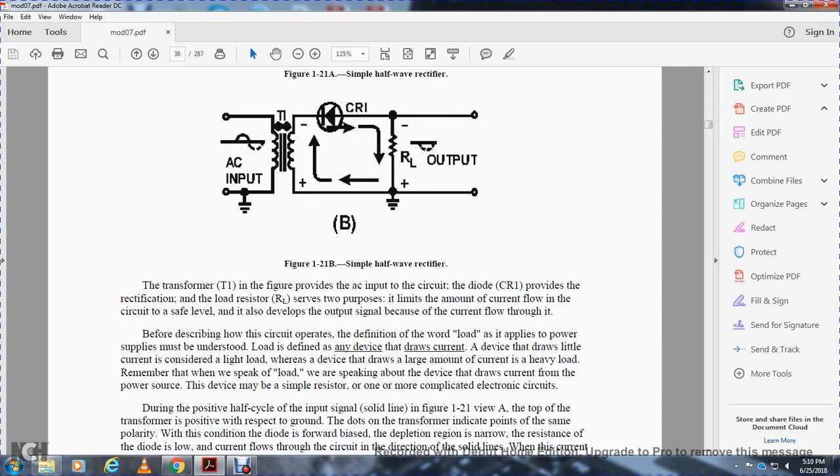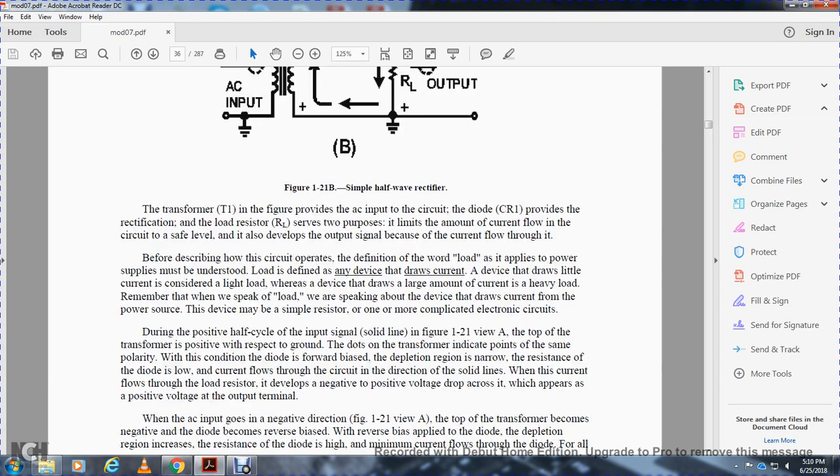Alright, the transformer, T1, is provided with the AC input for the circuit. The diode, the crystal diode CR1, produces the rectification. The load resistor serves two purposes: it limits the amount of current flow to keep the circuit at a safe level, and it also develops the output signal because of the current flowing through it.